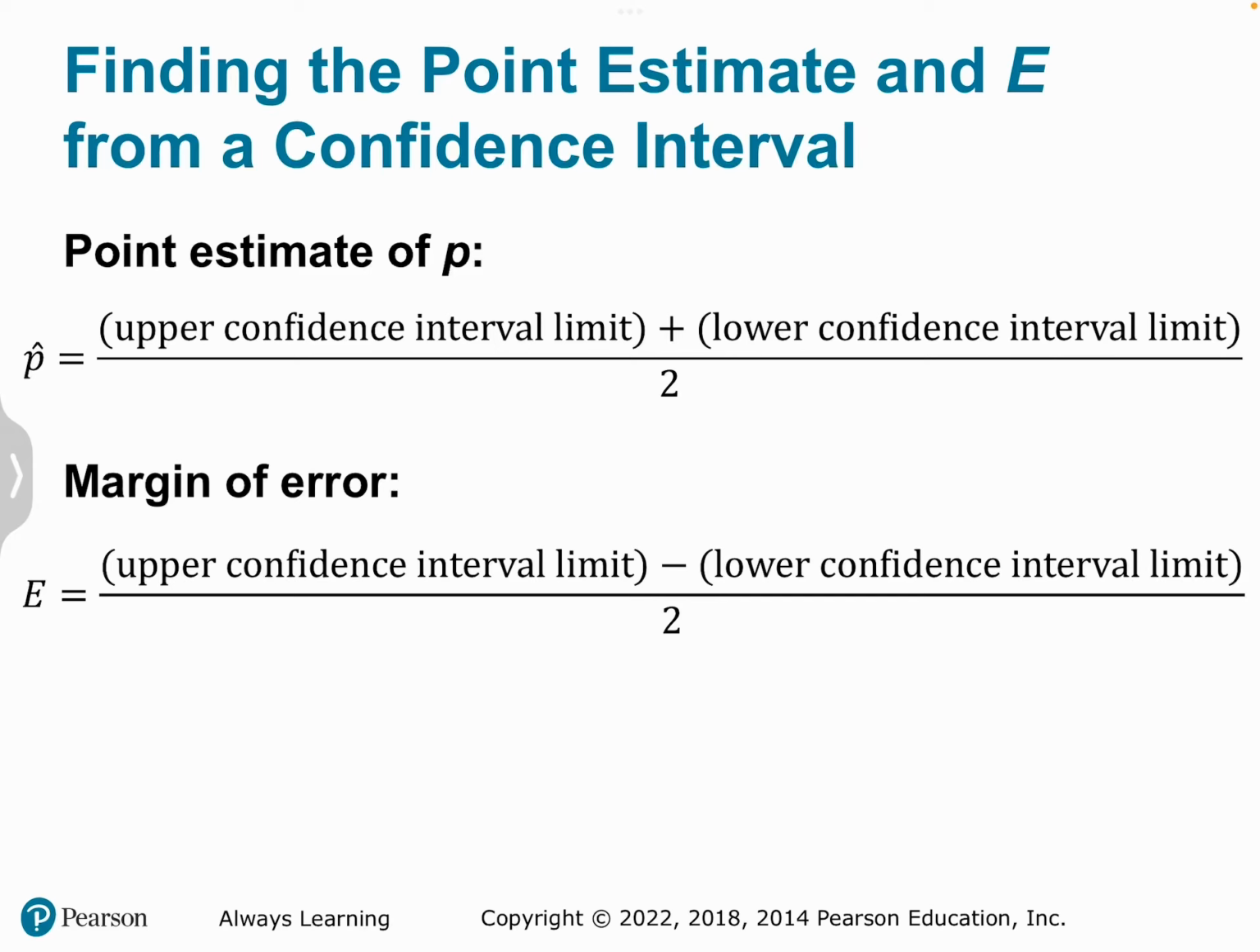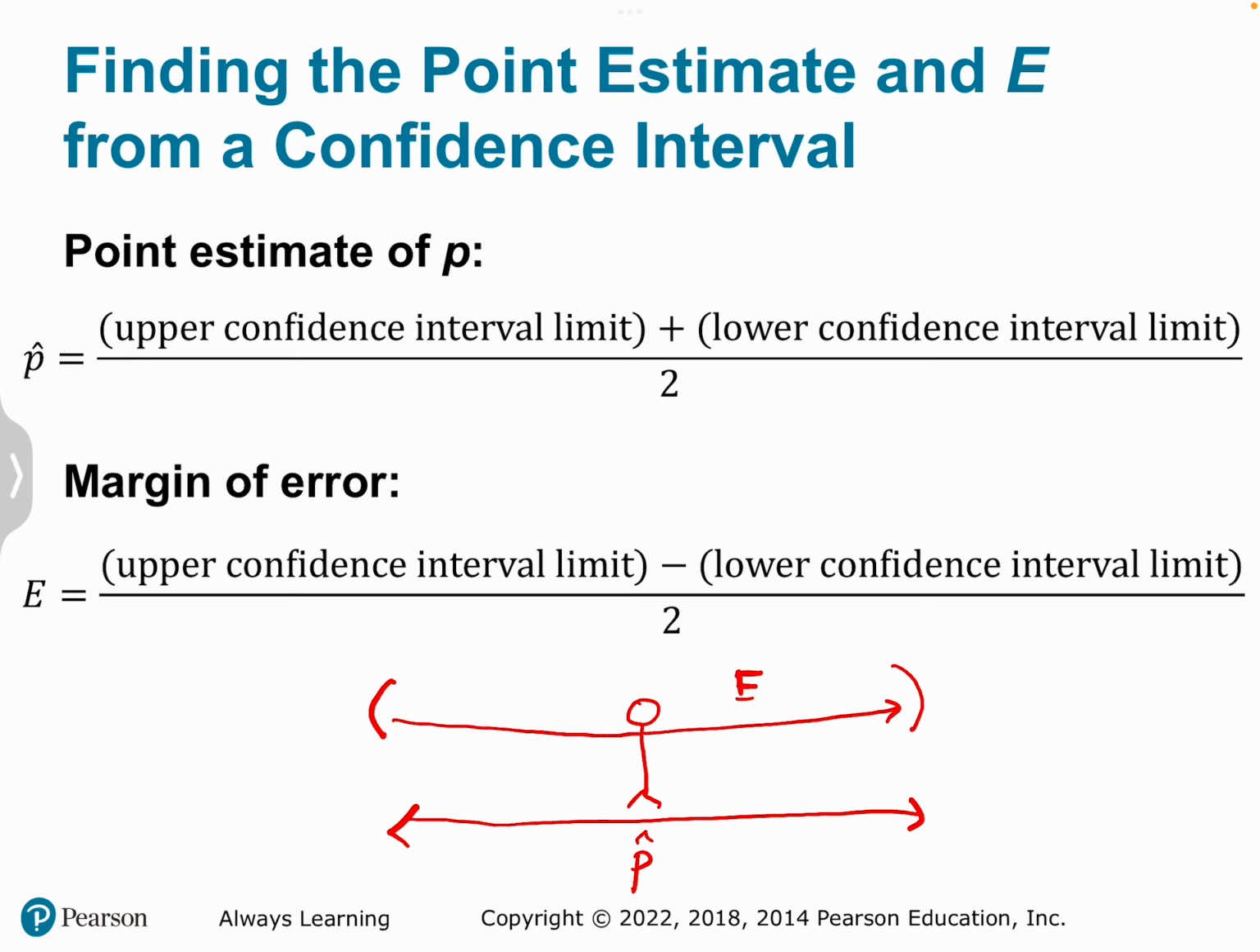So remember my little stick figure analogy. If the stick figure is right at p hat on the number line, then adding the lower and the upper bounds and dividing by 2 would give you the midpoint p hat. And the arm length is equal to E. So if we know what the interval is and we're trying to find the margin of error, then we can take the distance from the lower to the upper bound, which is a simple subtraction, divide that by 2, and that would give you the arm length, which would be E.